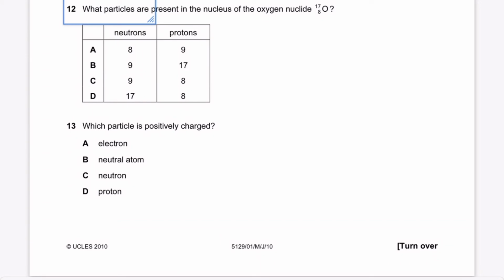Question 12. What particles are present in the nucleus of the oxygen nuclide 17,8 oxygen? 17,8 O. Okay, as you note right here, really big. So the options given are between neutrons and protons. In this nuclide, we can identify that the proton here, as I write it down as P, is 8. This 17 is a mass number.